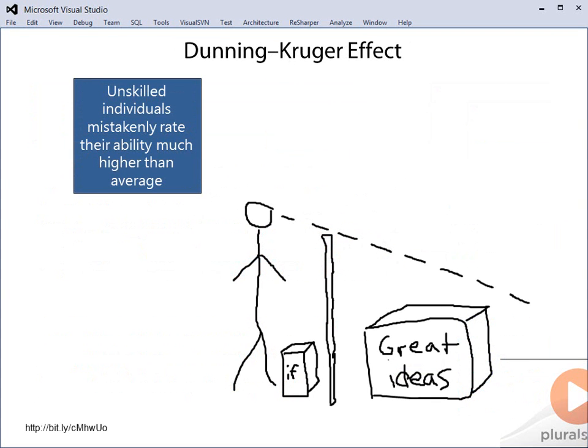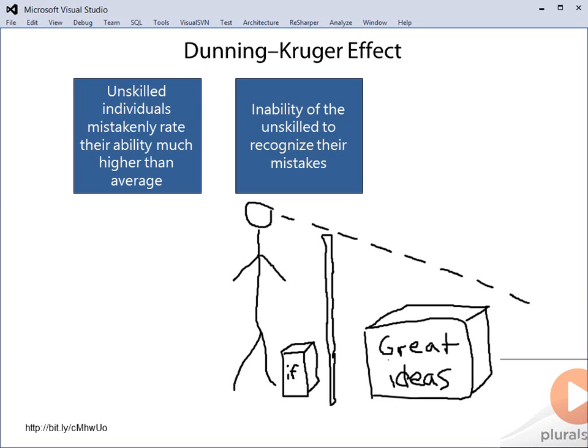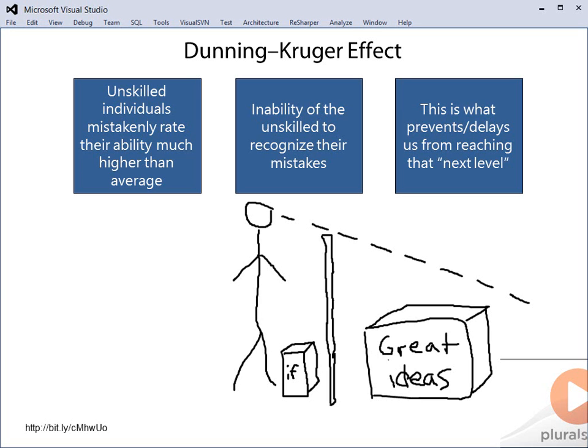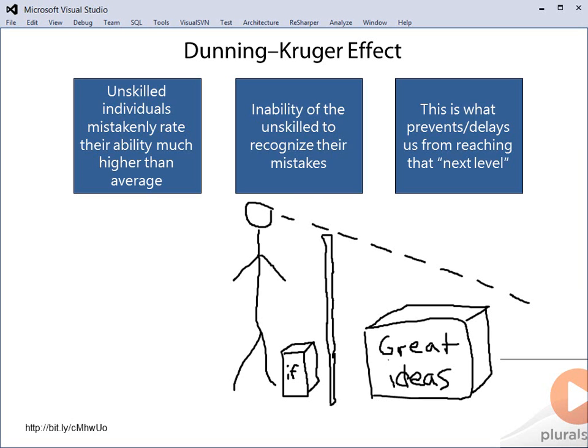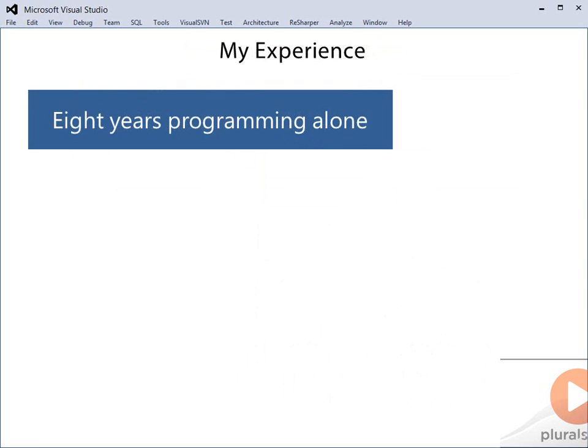The Dunning-Kruger effect fits nicely with what we're trying to do here. It states that unskilled individuals mistakenly rate their ability much higher than average. It's this inability to recognize our mistakes or what we don't know that prevents or delays us from reaching that next level. As a developer, you have a nice box of if statements and you use that to solve your problems. But there's a wall there, and we don't see all the great ideas on the other side of that wall because, well, we have our if statements and they work.